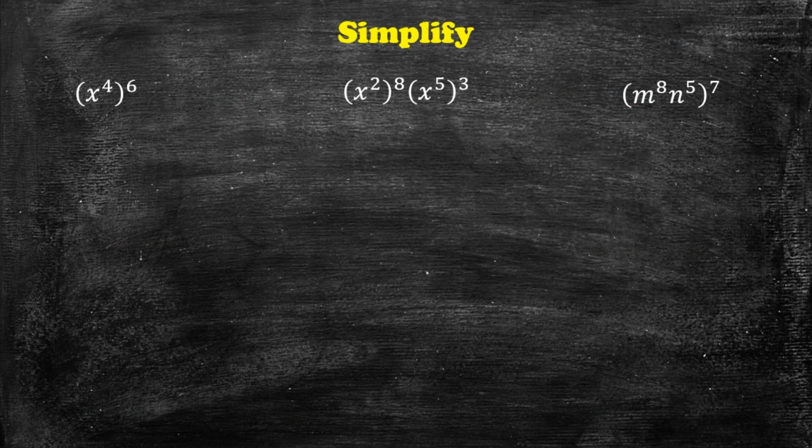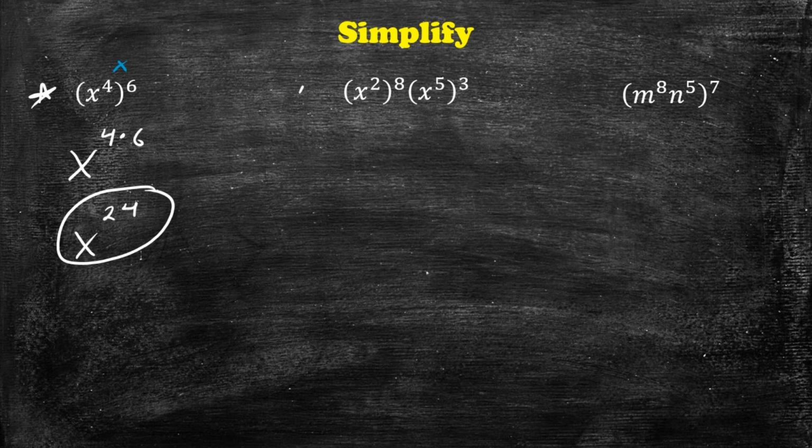Okay, so now we're looking at the first three examples. So let's start with the top left one here. And whenever you have an exponent raised by another exponent, what you do with the exponents is you multiply them together. So when we do that, we'll get x to the fourth times 6. Okay, and simplifying that, we'll get x to the 24th power. And that is the first example.